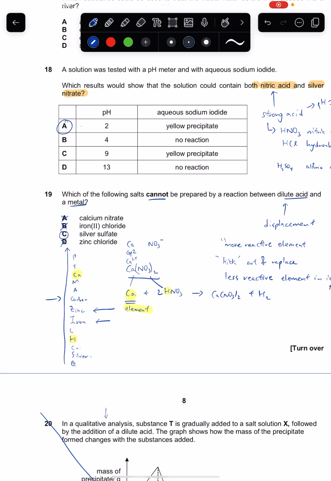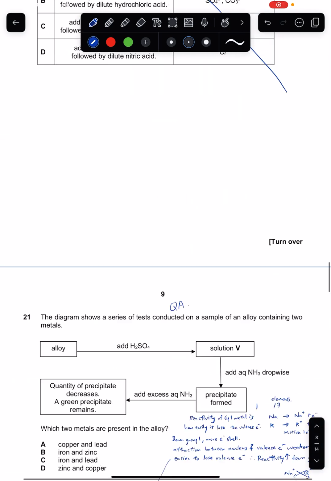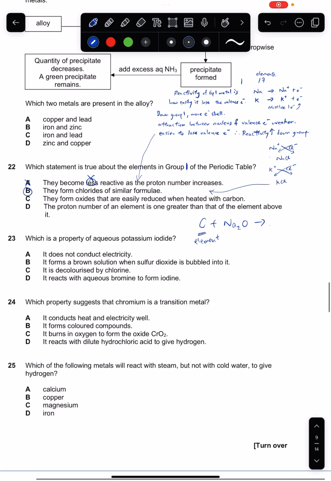Carbon is here. Sodium is here. Can carbon kick out sodium and take its place? Cannot, right? Because carbon is below sodium. So in this case, there is no such reaction. No reaction. Because carbon is lower than sodium, it doesn't even react. Reduce and everything? It doesn't react. So this explains option C.